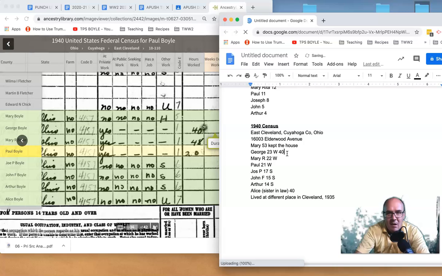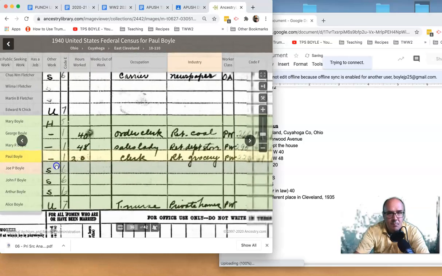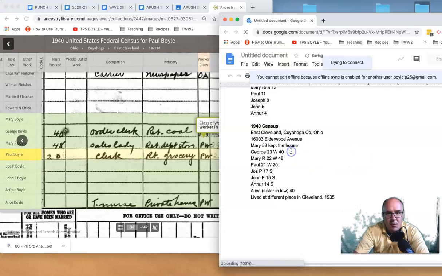George was working 40 hours a week. Mary was working 48 hours a week. Paul is working 20 hours a week. What are they doing? George is an order clerk for coal.